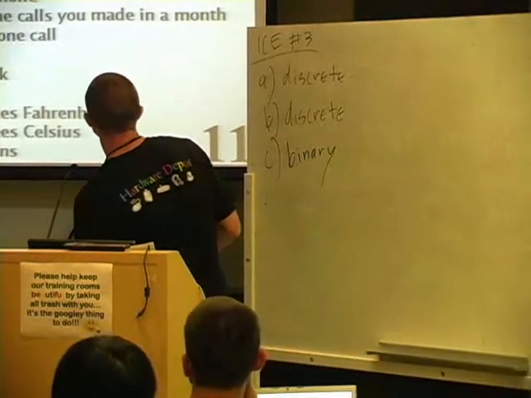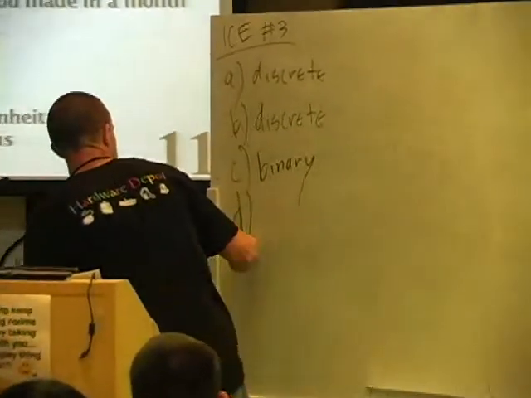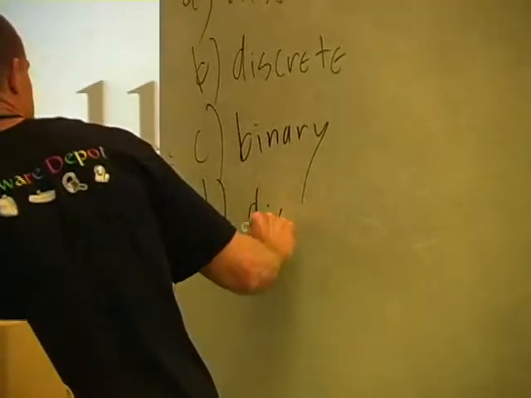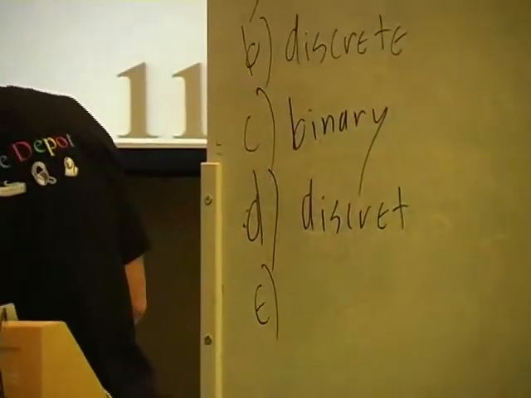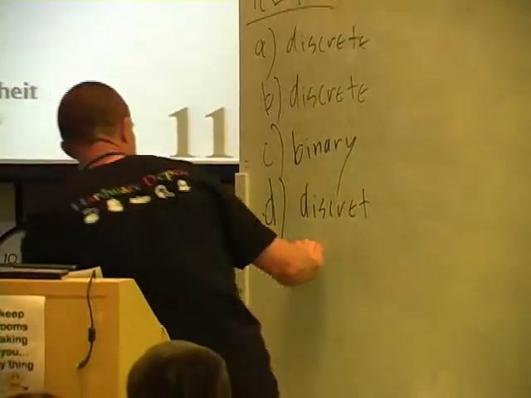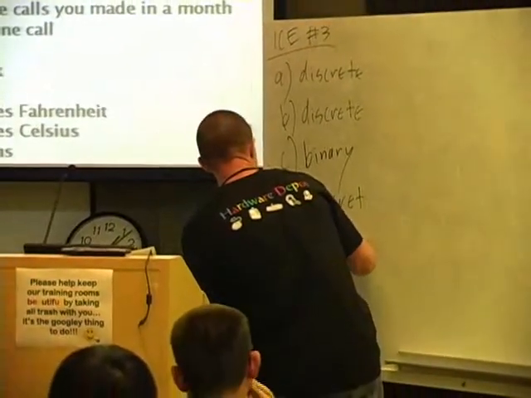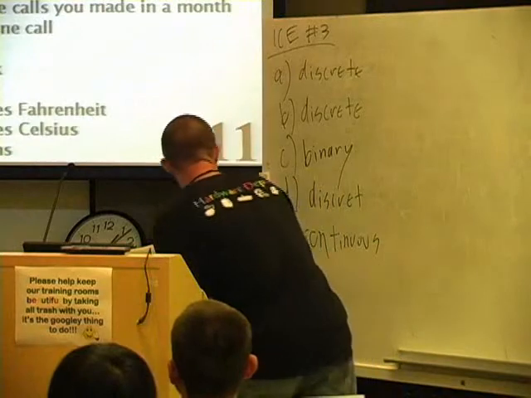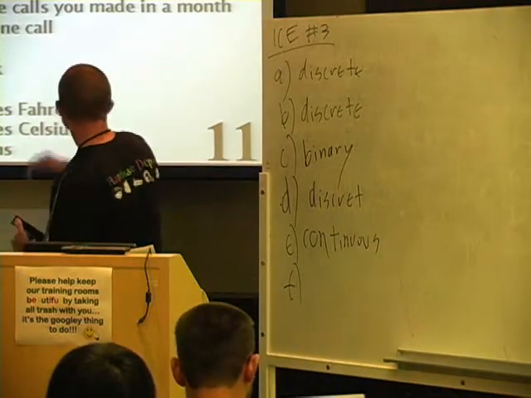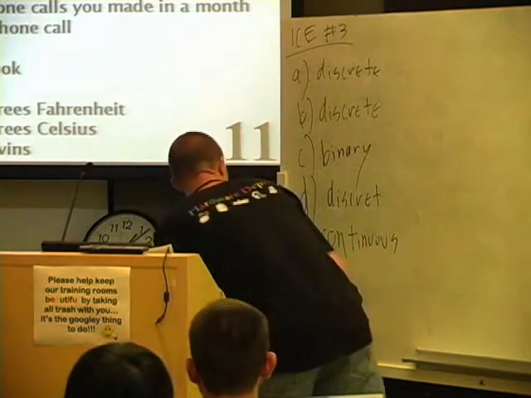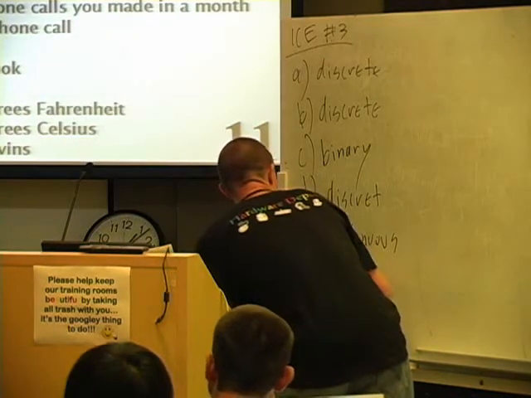Okay, number of local phone calls you made in a month. You can't make half a phone call, so that's also discrete. E, length of your longest phone call. Anything that you can measure, you can think of as being continuous, right? You can measure it as accurately as you want. I could say 10 minutes, I could say 10.1 minutes. Length of your foot, that's something I could measure. That would also be continuous.